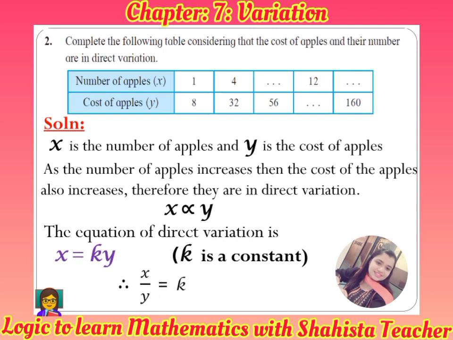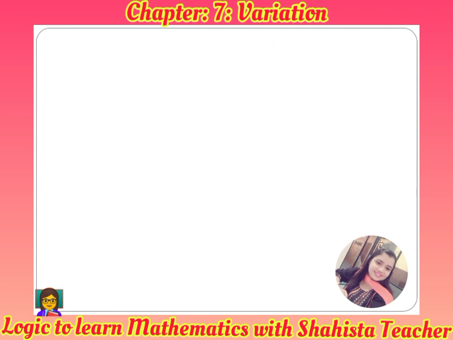So X upon Y is equal to K. X upon Y is equal to K. Okay, so X is 1 and Y is 8. So 1 upon 8 is equal to K. Okay, my dear students, so here we will write 1 upon 8 is equal to K. So K is nothing but the constant value which is 1 upon 8. Okay. So here X is equal to 1 and Y is equal to 8.